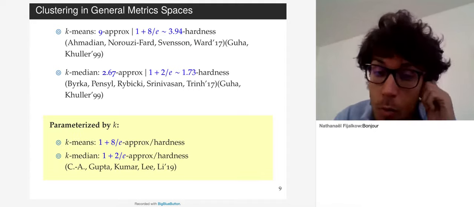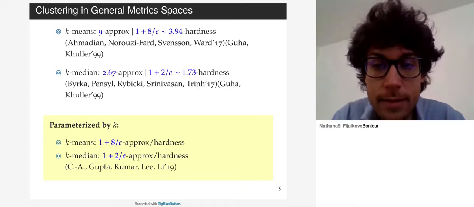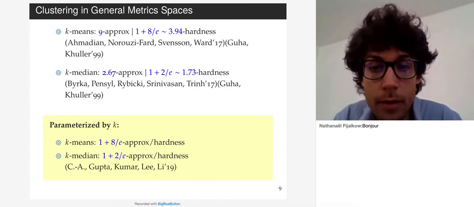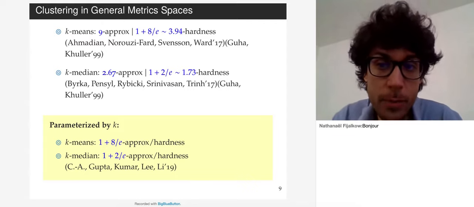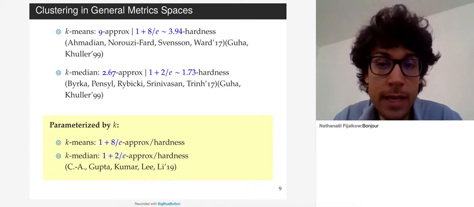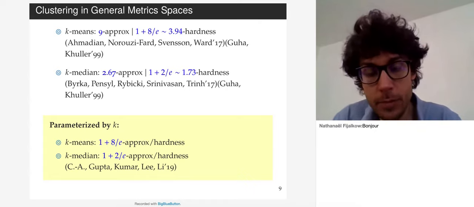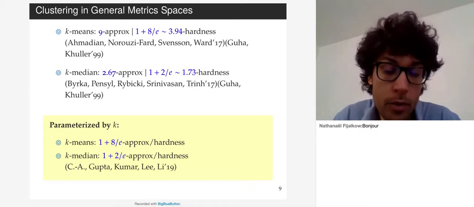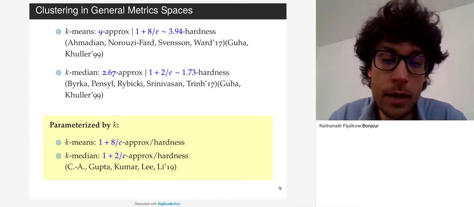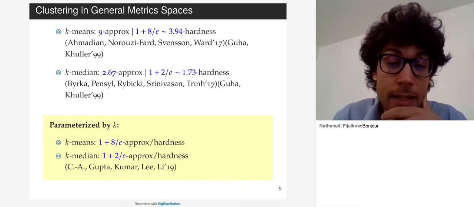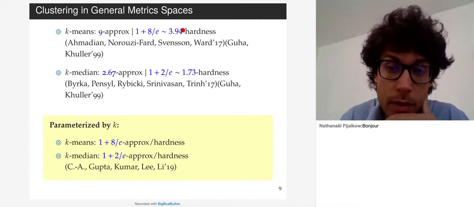But now when you move to the parameterized world, to FPT algorithms parameterized by k, the running time of my algorithm can be 2 to the k poly n. In that case, we showed last year with Anupam Gupta, Amit Kumar, Wei Yong Li, and Jason Li that in fact you can get 1 plus 8 over e. You can get the exact same bound as the hardness.